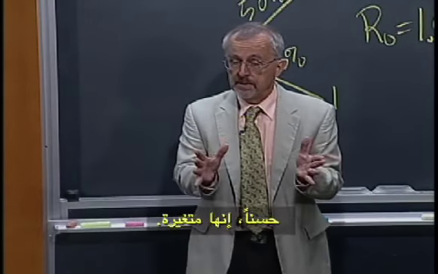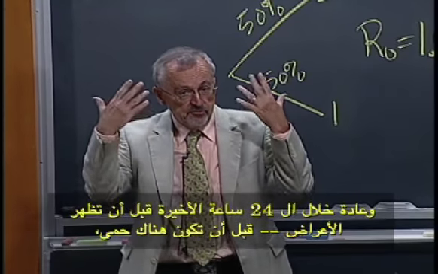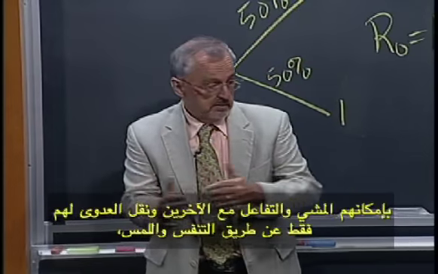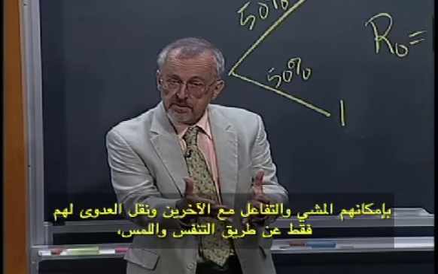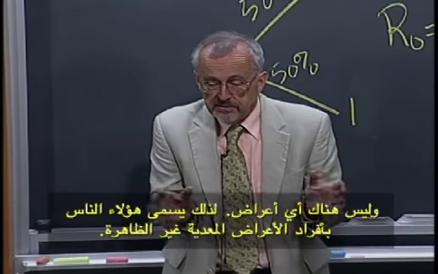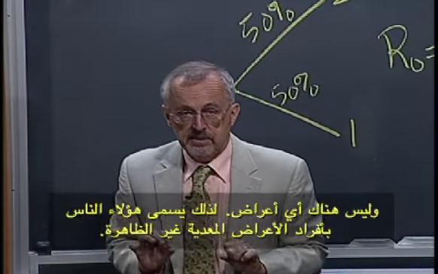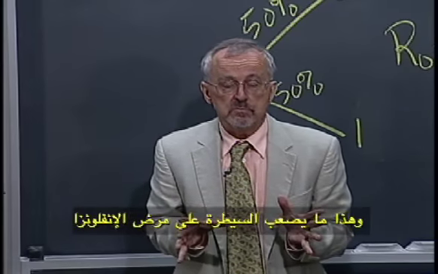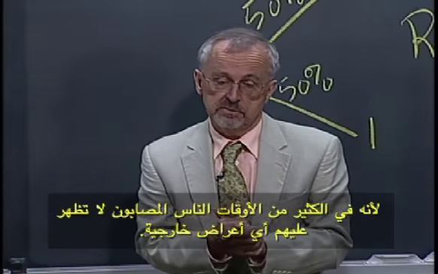Okay, it's variable. And usually in the last 24 hours before they show symptoms, before they have a fever, before they start coughing and sneezing, they can walk around and interact with other people and infect them just by breathing and touching them, and there are no symptoms. So these people are called asymptomatic infectious individuals. And that's what makes it so difficult to control the flu, because a lot of the time people who are infecting folks don't show any outward symptoms.